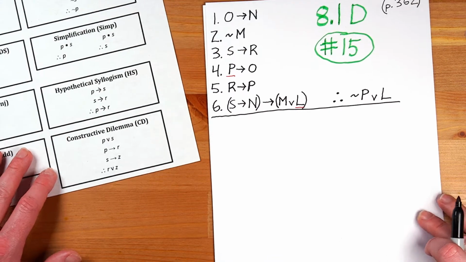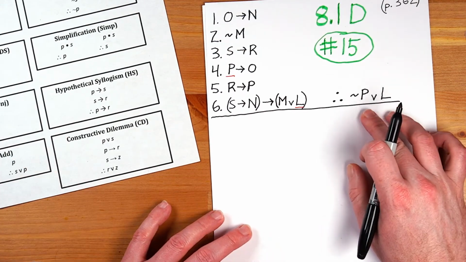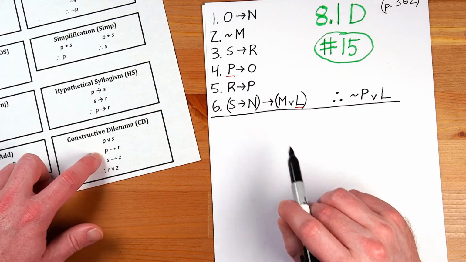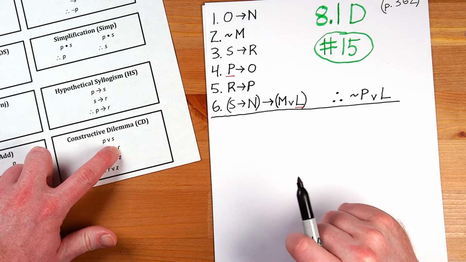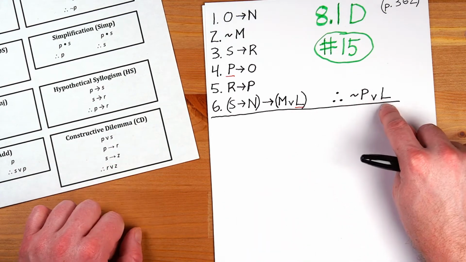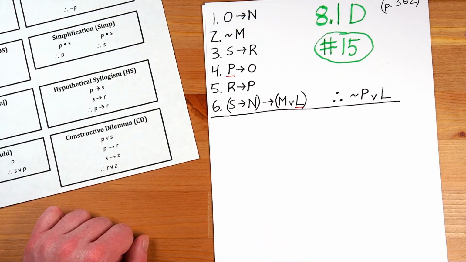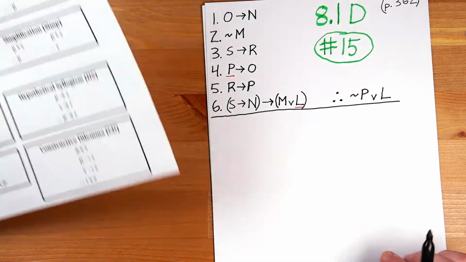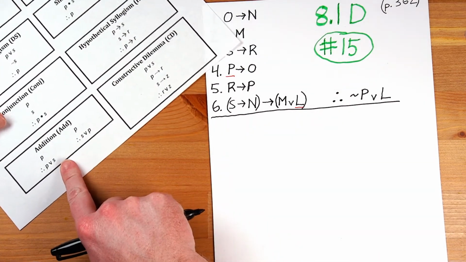So let's look at constructive dilemma. For that, we're going to need a disjunction plus conditionals that end up with, we would need a conditional ending in not P and a conditional ending in L. I don't really see that going on. So probably what we're going to have to do is addition.